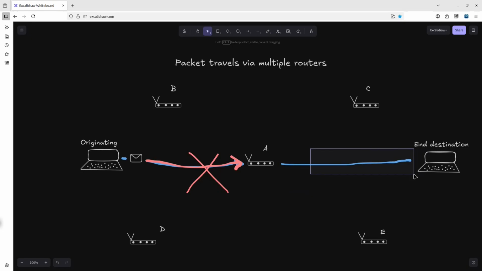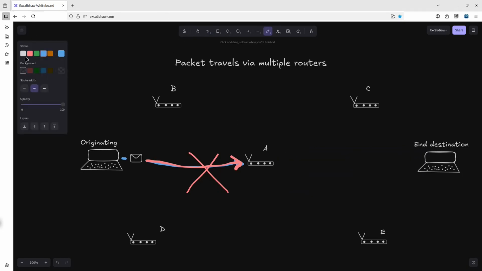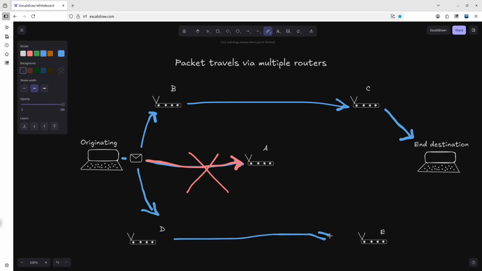So instead, let me first remove this. When I use blue, just remember that means the correct route, okay? So instead, the originating packet will go to router B, from router B to router C, and from router C to the end destination. Similarly, if this also fails for whatever reason, we have another backup, which is that the packet will go to router D, and router D to router E, and from router E to the end destination.